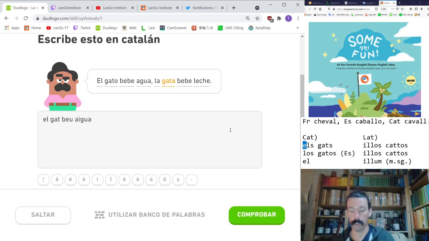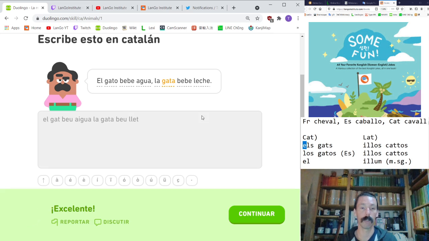La gata, is this going to be le? La, okay, just the same spelling there, la gata, beu, and this one is liet. Okay, no, would not have guessed that correctly. Remember the L, the double L letter brightens it to a liet. Liet. We don't have case marking in Catalan or in Spanish. Just the gender is marked, and the singular plural we call number.